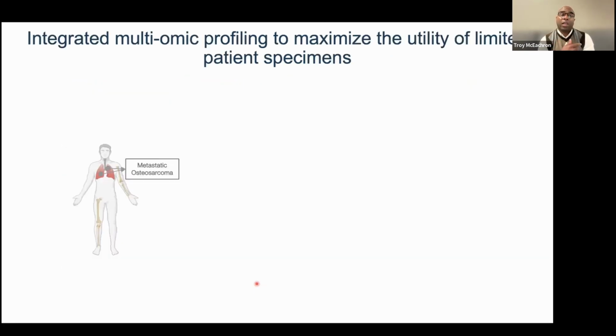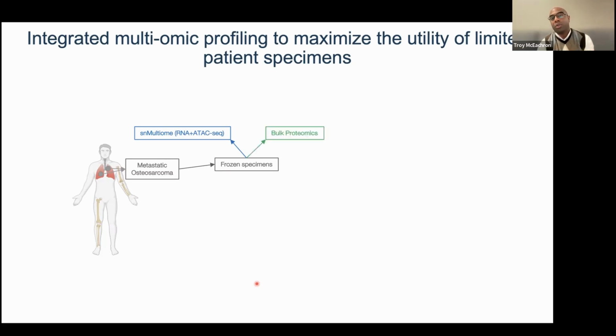So when I came to the NIH, we spent a decent amount of time trying to understand how to actually tackle this. So we decided to come up with a multi-omic profiling approach that will allow us to maximize the utility of limited patient specimens. So essentially what we have is that we obtain metastatic osteosarcoma specimens. So if we're taking frozen specimens, for instance, we will extract nuclei and do single nuclei multiome sequencing. So that allows us to sequence RNA and assess gene expression and chromatin occupancy from an individual cell.